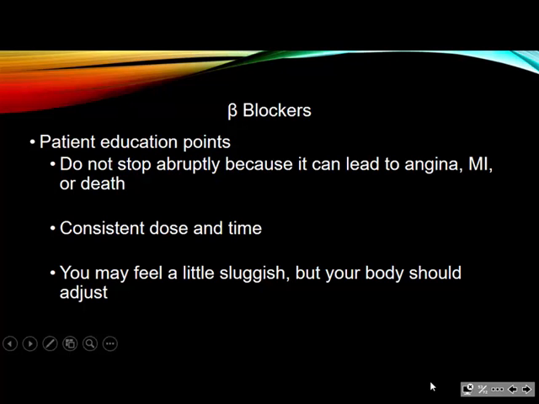As far as patient education points, kind of a common theme here, we do not stop these abruptly because it can lead to angina, it can lead to a heart attack, they can get reflex tachycardia. We want to make sure that they're consistent with their dose and the time that they take it, and probably one of the most important points for these patients is that when you start beta blockers, you can kind of feel sluggish to begin with. They might feel a little bit tired, so make sure that they understand that and they don't stop the medication, that it'll take a little time for their body to adjust to it.